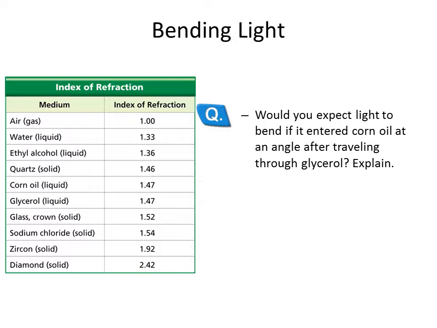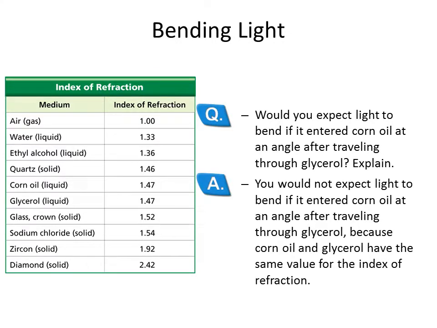So let's compare the index of refraction of these two and look at the table. You can see that both corn oil and glycerol have the same index of refraction, that is 1.47. It means that there will not be any change in the direction of the wave when it moves from glycerol to corn oil, because there is no change in the index of refraction.